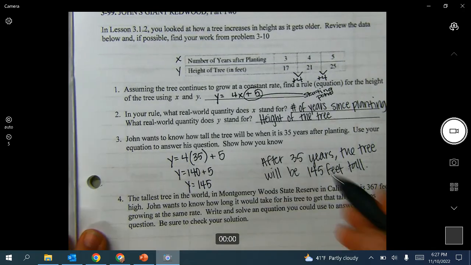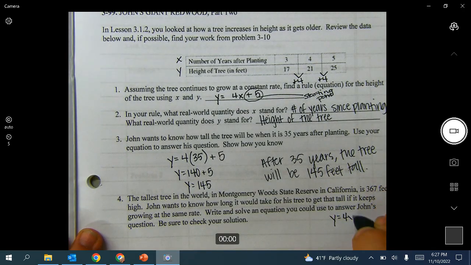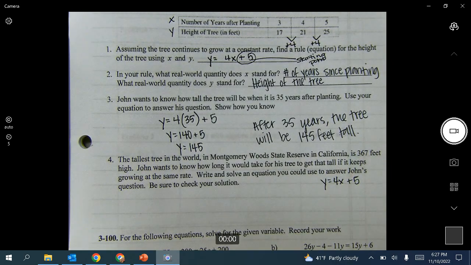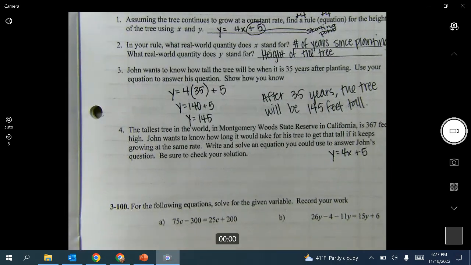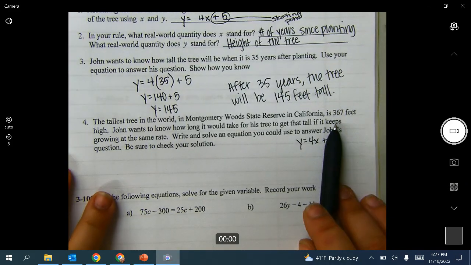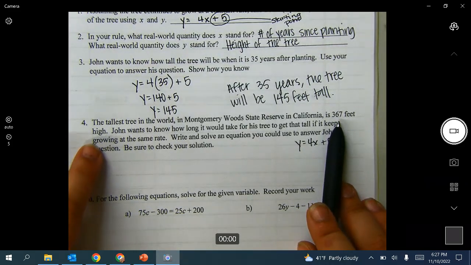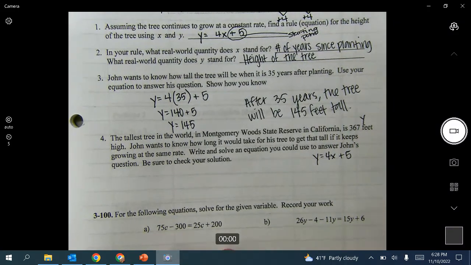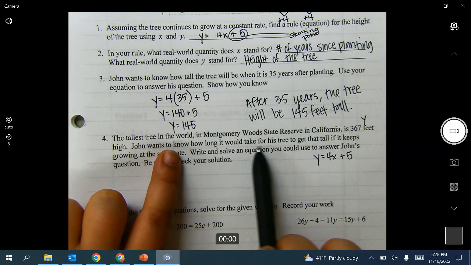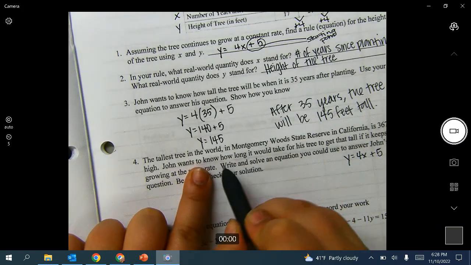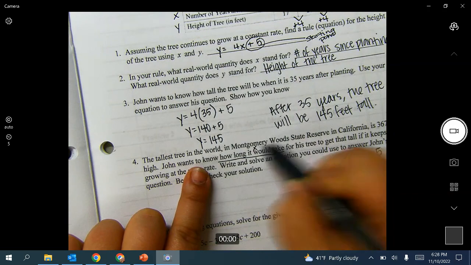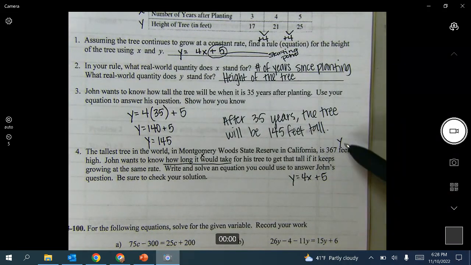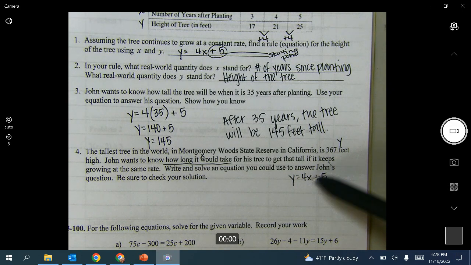Okay, so we're still going to use this same y equals 4x plus 5, but now we need to think about what information we're actually being asked to find. So I know that I'm looking for a tree that is 367 feet high. I know that my height is also my y. So in this case, I know y, but I want to know how long it would take, so the number of years, and I know that that is x. So instead of substituting this number in for x in my equation, I'm going to substitute it for y and then try and solve for x.